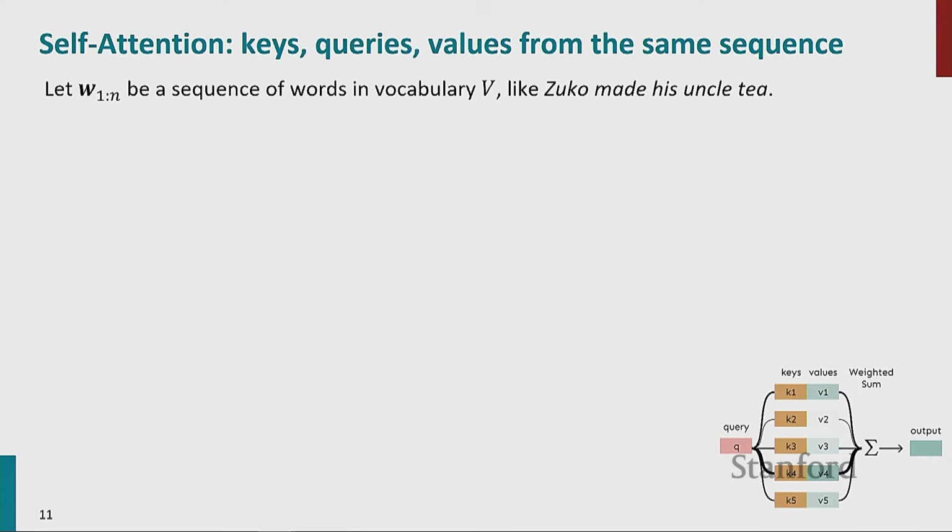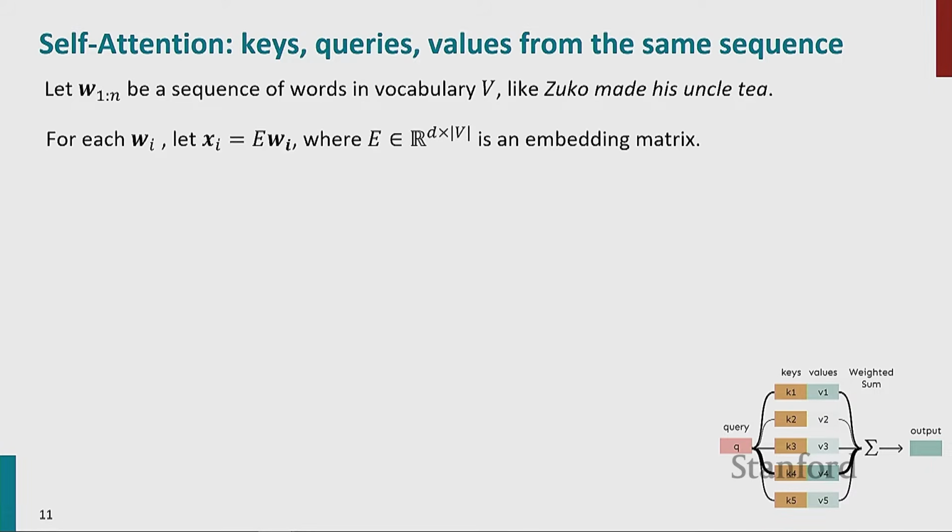So we're going to look at a sequence of words, so that's w_1 to n, a sequence of words in a vocabulary. So this is like, "Zuko made his uncle tea." That's a good sequence. And for each word, we're going to embed it with this embedding matrix, just like we've been doing in this class, right?